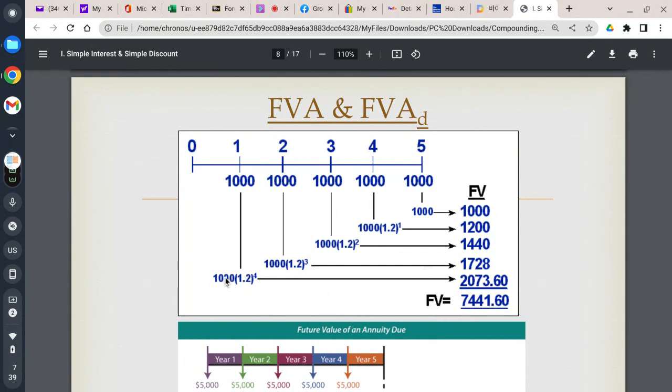The idea is that the first deposit will earn interest compounded 4 times, right? Because it's going to be 1, 2, 3, 4. Second deposit compounded 3 times. Third deposit compounded 2 times. Fourth deposit just once. The last deposit doesn't earn any interest because technically it is called a deposit, but think about it: the minute you put it in there, you take it out.